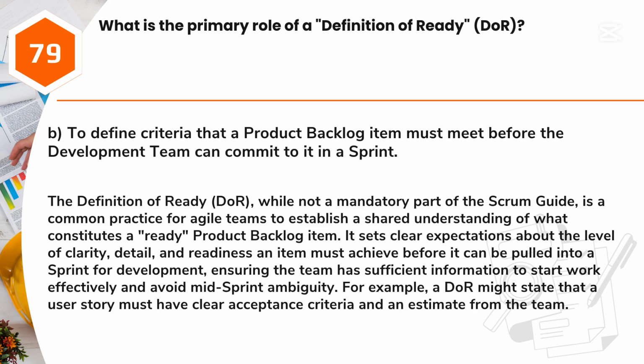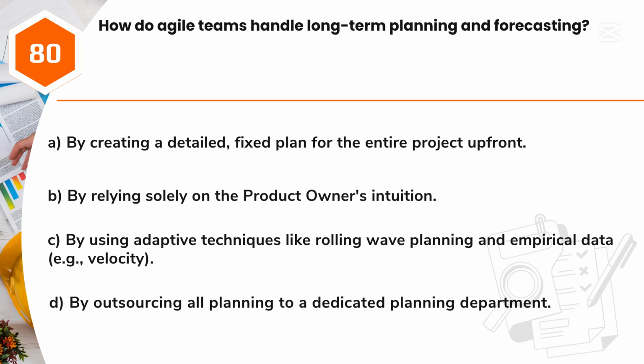Question 80. How do Agile teams handle long-term planning and forecasting? A. By creating a detailed, fixed plan for the entire project up front. B. By relying solely on the product owner's intuition. C. By using adaptive techniques like rolling wave planning and empirical data, e.g., velocity. D. By outsourcing all planning to a dedicated planning department.